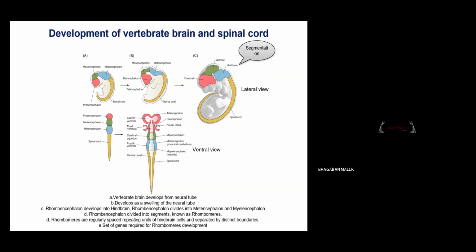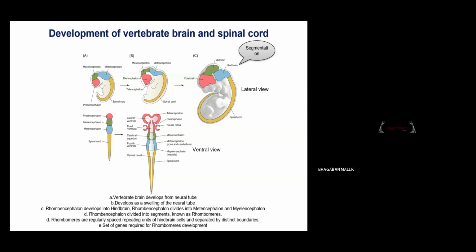So before going into detail about anterior-posterior patterning in vertebrates, I just want to orient you to how the brain develops, and everything I have written in the notes, so that it will be easy for you to follow whatever I'm saying. So the vertebrate brain develops from the neural tube. This is one stage of the development. This is another stage, and this is the mature. This is another stage. So this is the latter stage of the embryonic development in mouse.